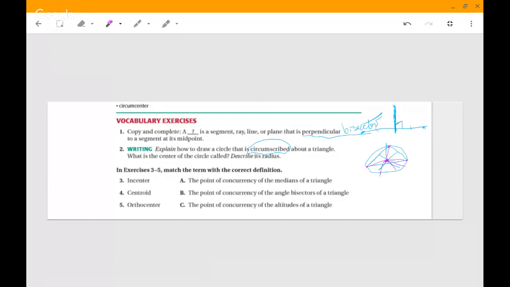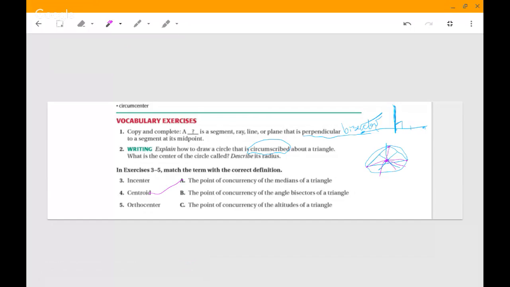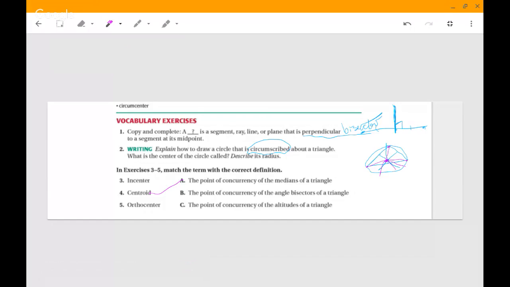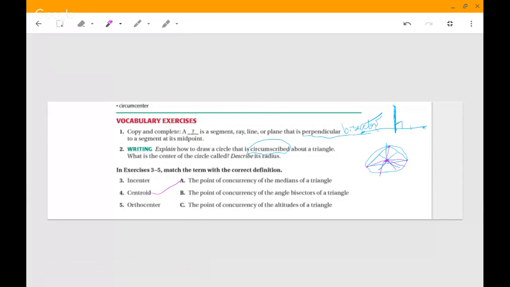The medians and angle bisectors, what do you call it where all the medians come together? The centroid? Yep. About the angle bisectors. Oh, I already got those, the number 3, 4, 5. I thought you were asking us. 6 or 8. Sorry. All right, let me get to the page again.